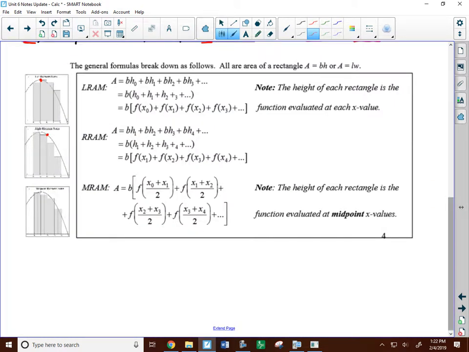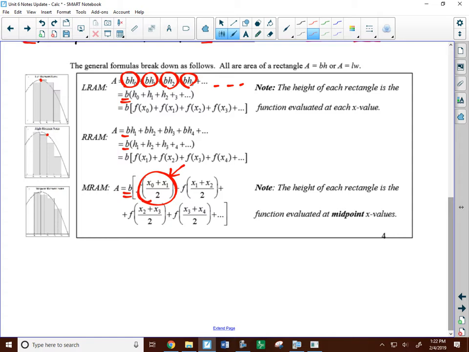So here's rectangle 1, here's rectangle 2, you add them all up. But what's going to happen is they all have the same base, and so it's going to factor out. Same on this one, and this is just a funny way of saying the midpoint. So this is the y value at the midpoint.